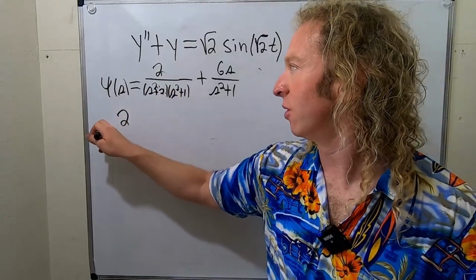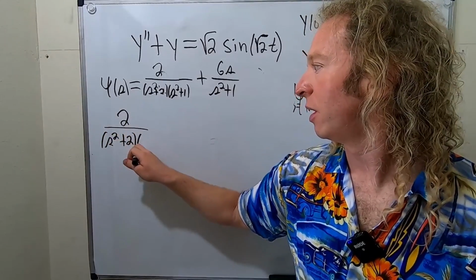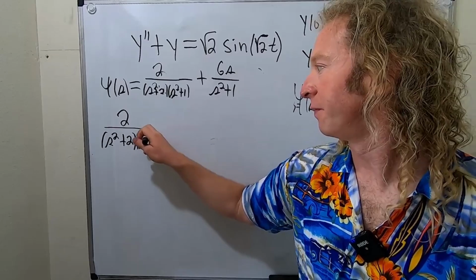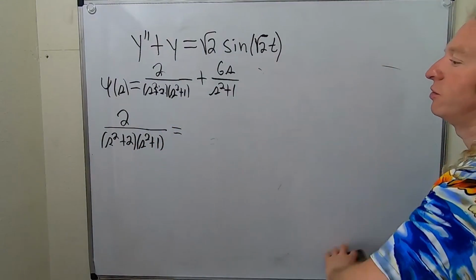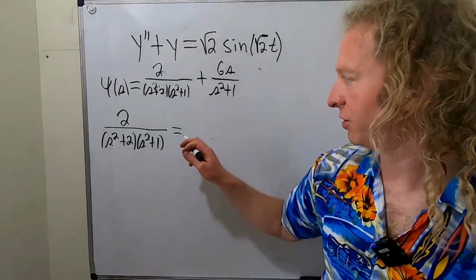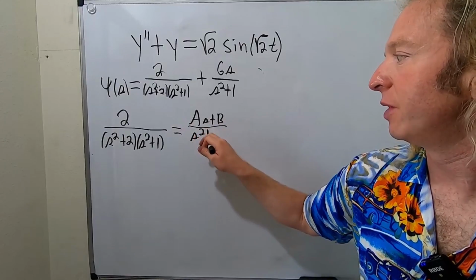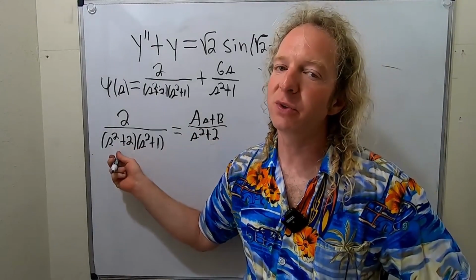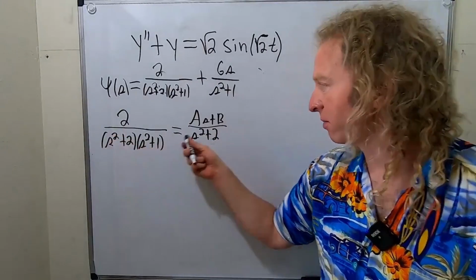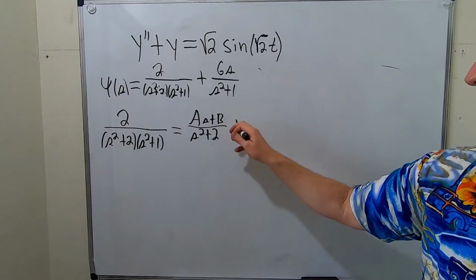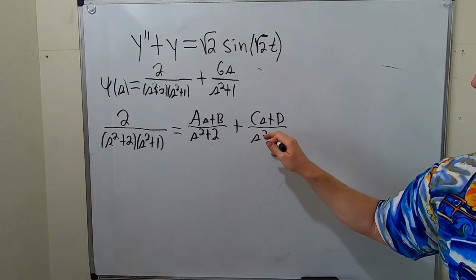So we have 2 over s squared plus 2, s squared plus 1. And so to use partial fractions on this, we are going to use the setup as follows. This is as plus b over s squared plus 2. That's because this is quadratic. If it was just like s plus 2, it would be a. But whenever it's like s squared plus a number, you have to have something like that. Plus, and then here we have cs plus d over s squared plus 1.